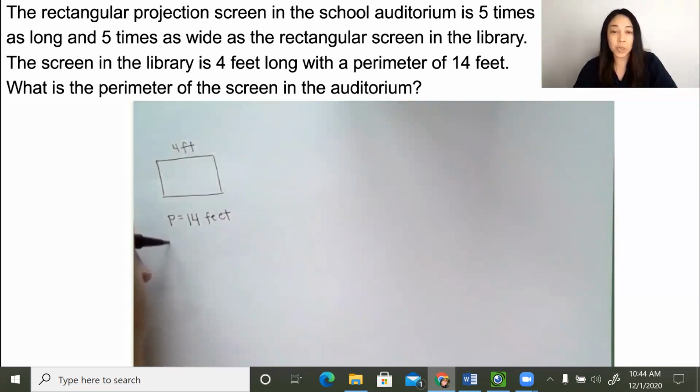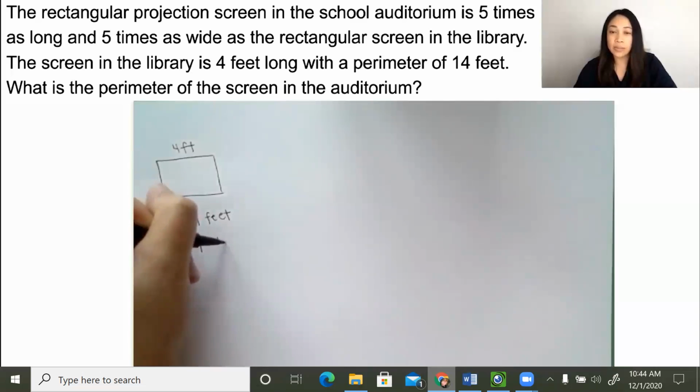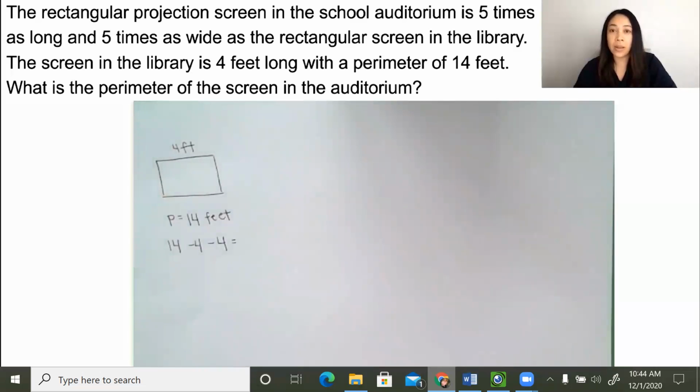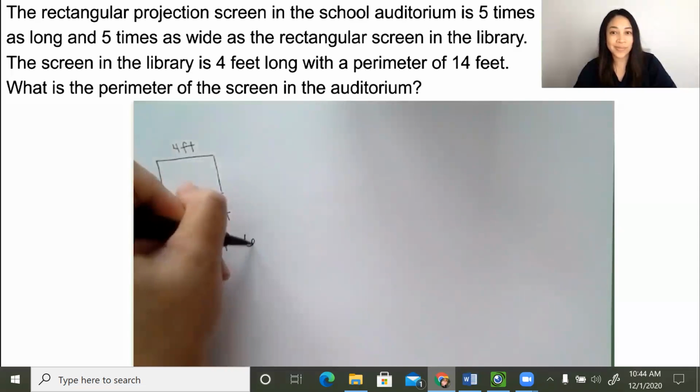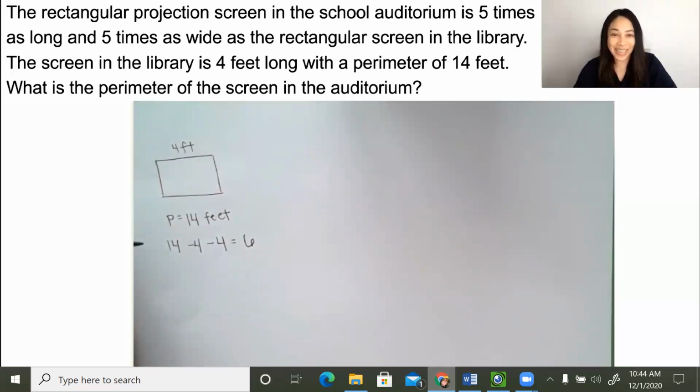We can start by subtracting the 2 known side lengths. 14 minus 4 equals 6. What we can now do is divide this number by 2. Why would we divide 6 by 2?